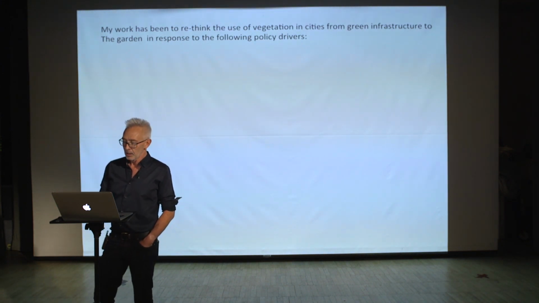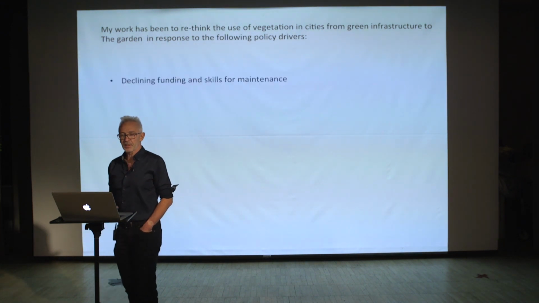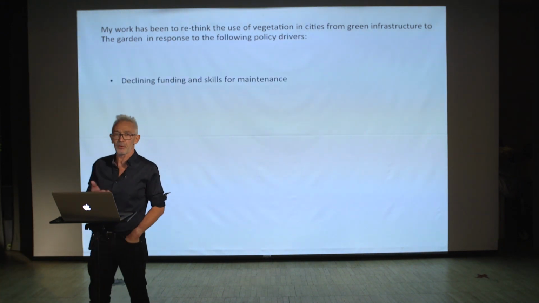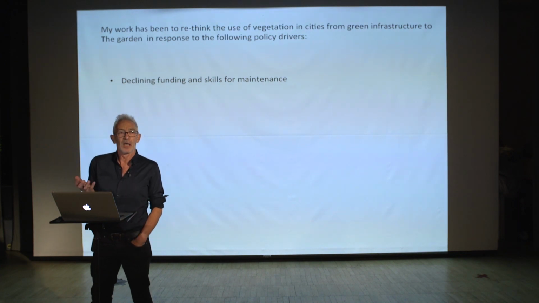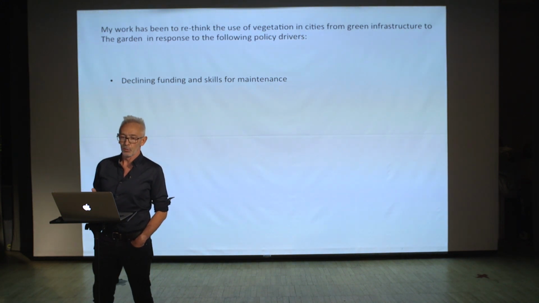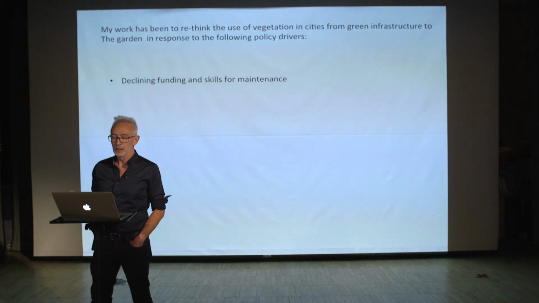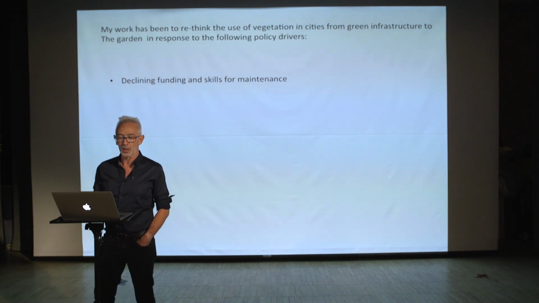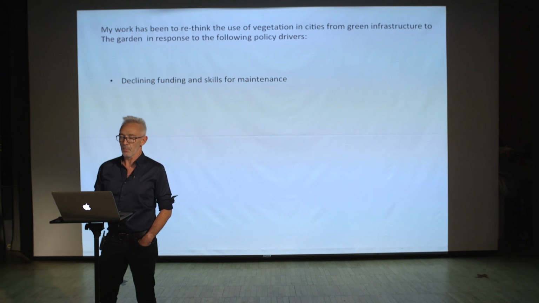So my work has been all about rethinking the use of vegetation in cities, from green infrastructure through to the garden, in response to what I've called policy drivers. Firstly, declining funding for skills and maintenance. Some people think that one day the 19th century will come back and we will have all the resources and the halcyon days we thought, which of course we never really had, but there's a bit of delusion there. But in Britain, I just don't see that coming. So my work has been to ask what can we do with where we are, rather than what might we do if we were in a different place.